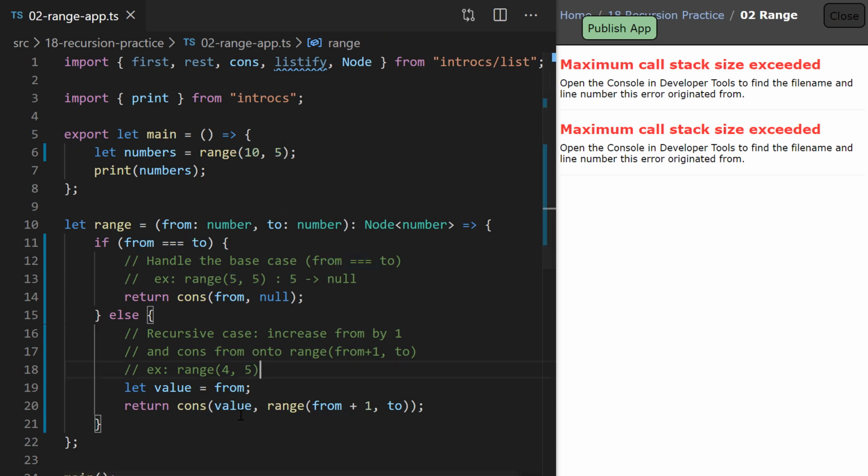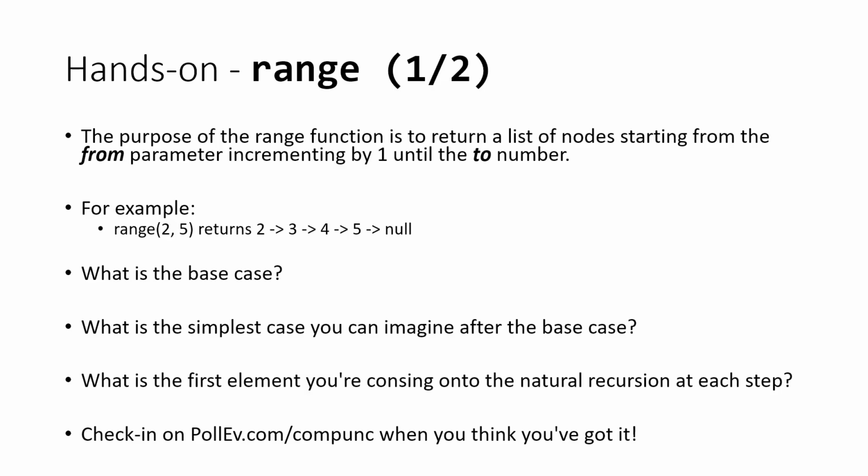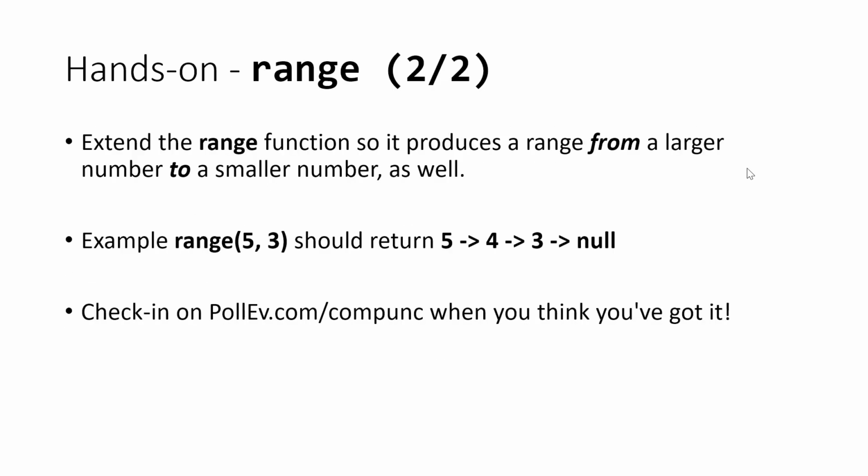So I want you to try extending this function and adding another recursive case to handle the other way that we can imagine using this function, which is when our first argument is larger than our second. So we can make a range from a larger number to a smaller number, and that will give us a list of numbers in decreasing order, right? So pause the video here and try responding to this hands-on in code, and then fill out the responses to questions in Gradescope.